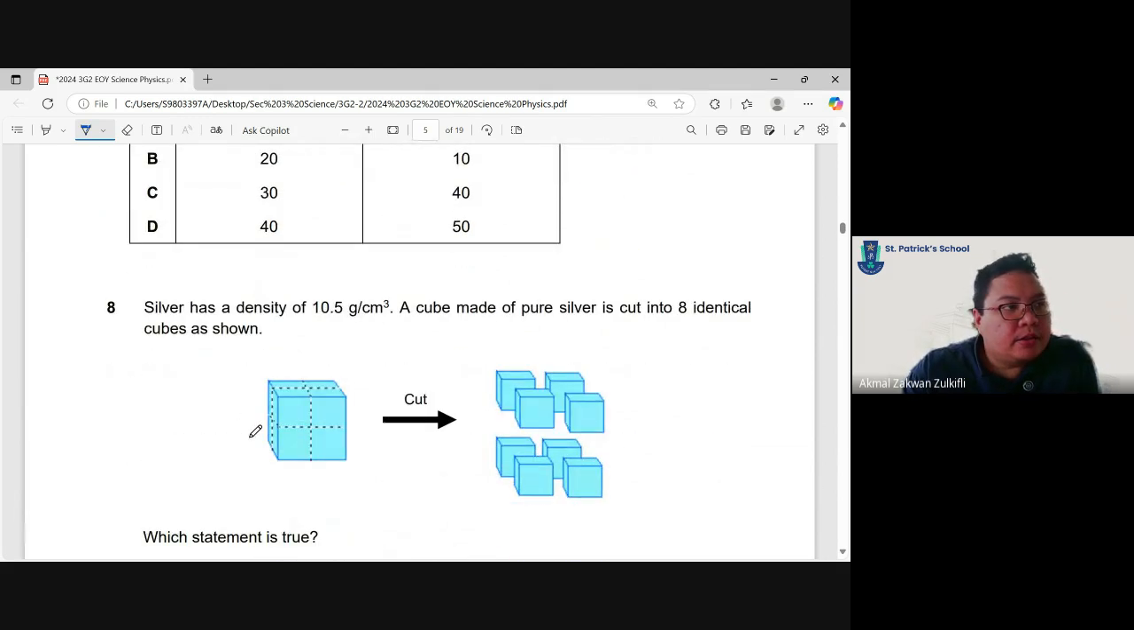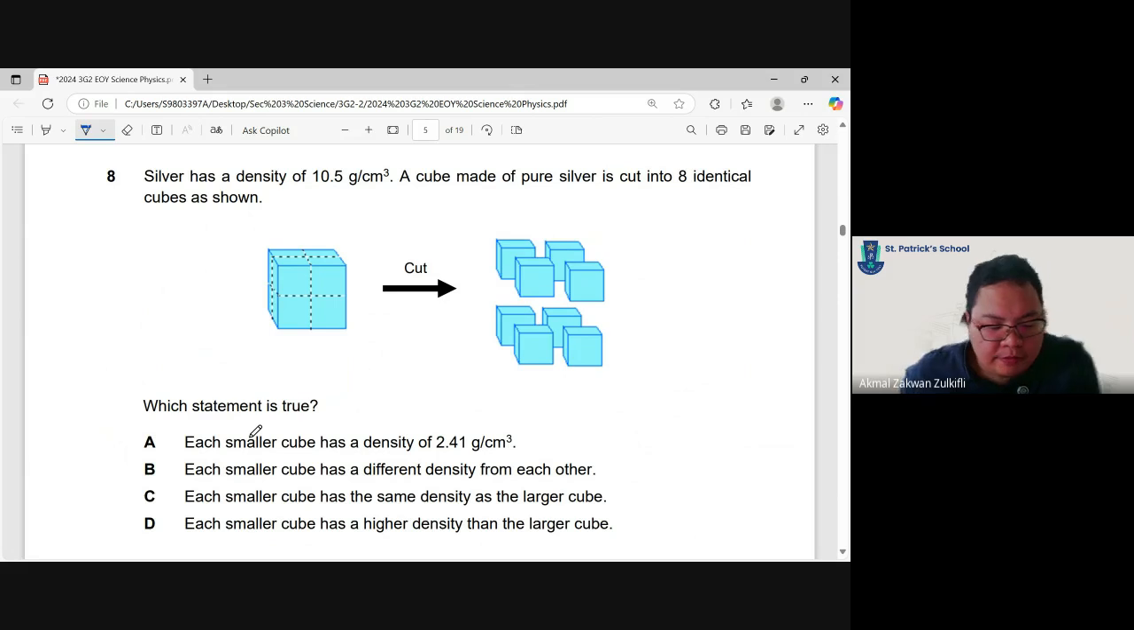Question 8. Silver has a density of 10 gram per cm cube. A cube of pure silver is cut into 8 identical pieces, right? Which statement is true? Always remember, material the same, density will always be the same, because it's the same material.